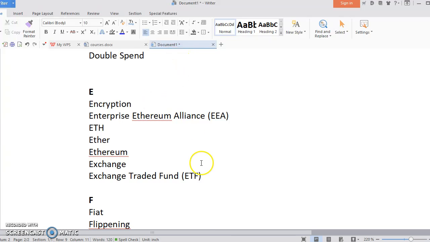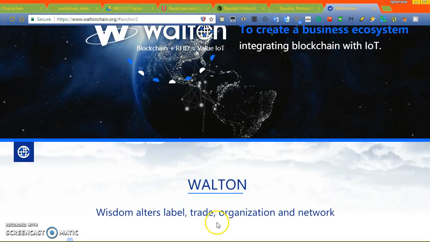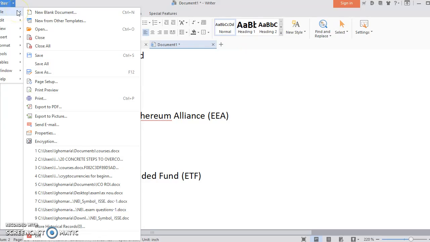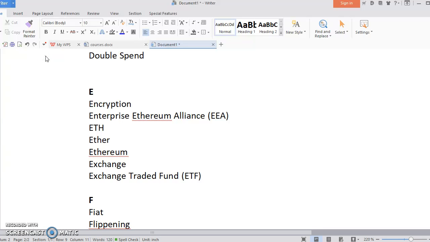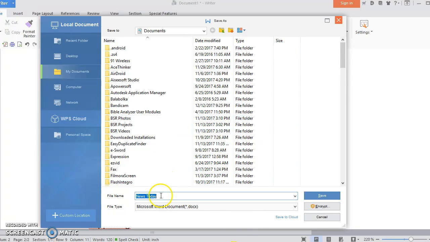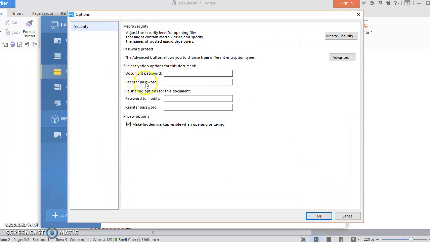It could go with files as well. Let's say, for example, this is a file and I want to save it. I simply go to save, and after you save this file, you can encrypt it. You can encrypt the file, and this is file encryption for this data.